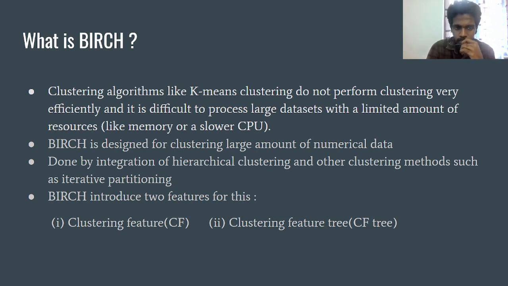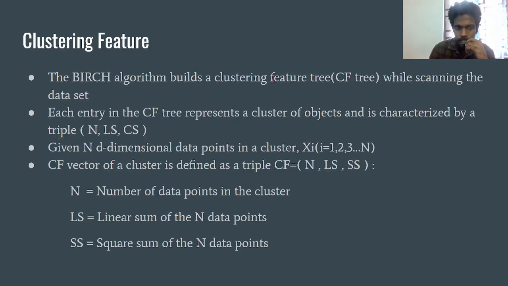BIRCH is designed for clustering a large amount of numerical data, done by integration of hierarchical clustering and other clustering methods such as iterative partitioning. BIRCH introduces two concepts to do this: the clustering feature and the clustering feature tree, both of which are very important in understanding BIRCH. Let's talk about the clustering feature. The BIRCH algorithm builds a clustering feature tree while scanning the dataset.